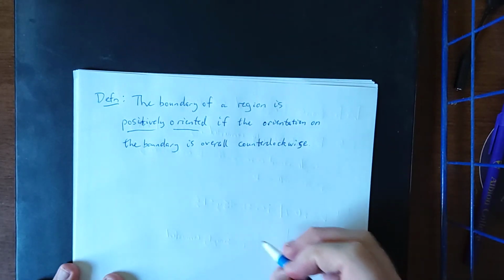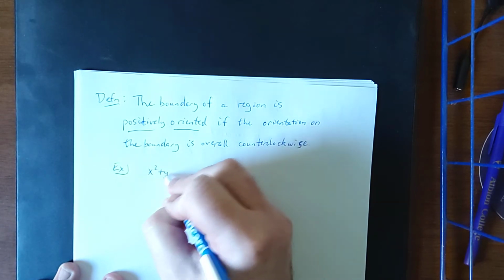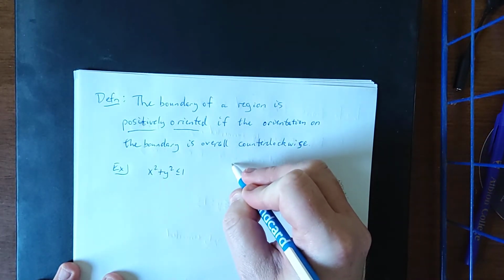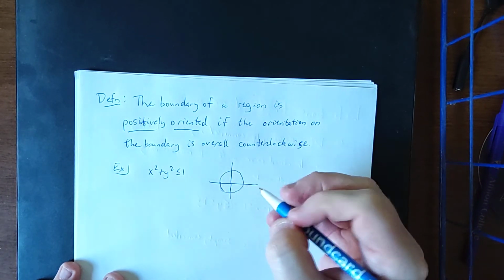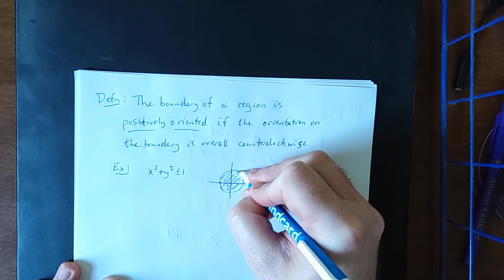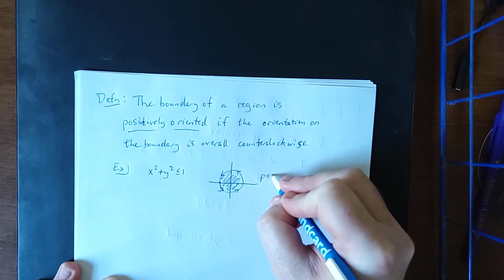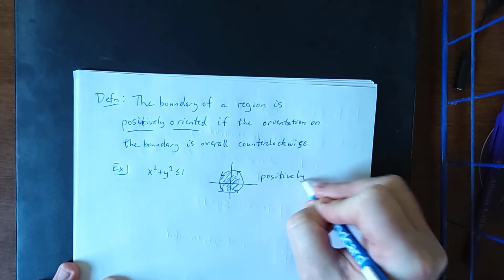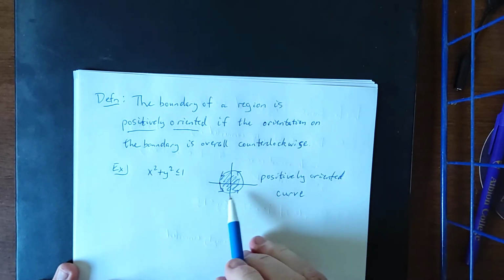So I'm going to start with a very, very basic example. If we were to consider x squared plus y squared is less than or equal to 1 as a region within the xy plane, I'm going to break the cardinal rule and draw my axes first. This boundary, if we were to give it a counterclockwise orientation, like so, this would be considered a positive orientation. So positively oriented curve. We're referring to the boundary, not the actual region itself. That's why I'm referring to it as curve rather than region.